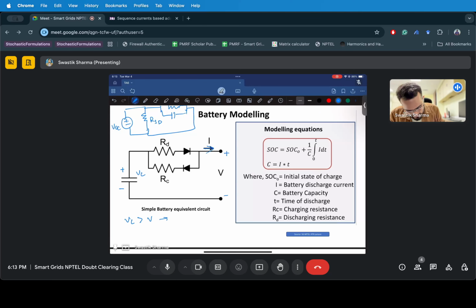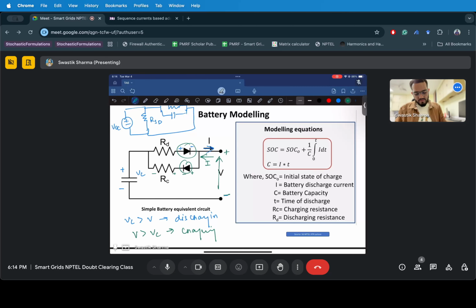So when current flows from Vc to V, it is discharging, and since it's discharging, this terminal would be positive, this would be negative, and you can have some load over here, and it is discharging to that load. Now let's say you are charging it, right? To charge it, this V should be greater than Vc. Only then the current flow would be in the opposite direction. Once it is in the opposite direction, this diode will work, this would block it, and your expected voltage will be V minus IRC, right?